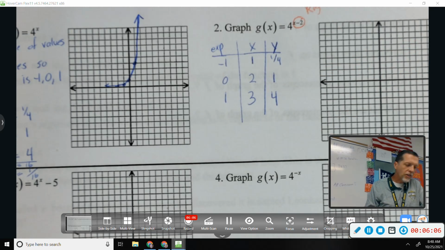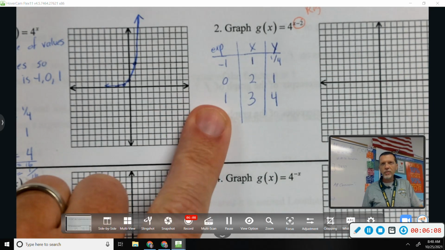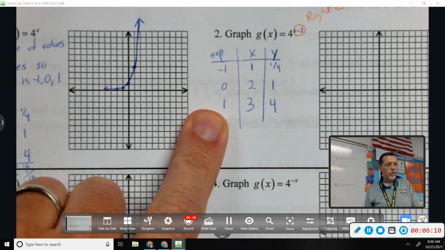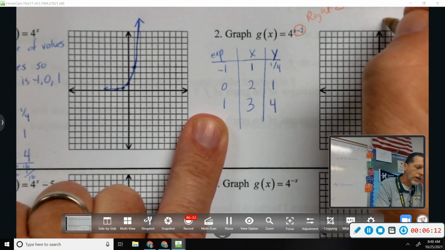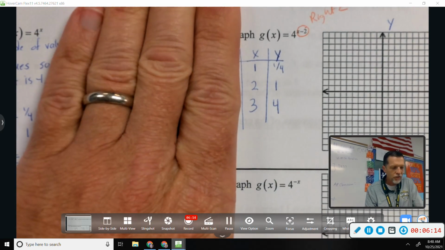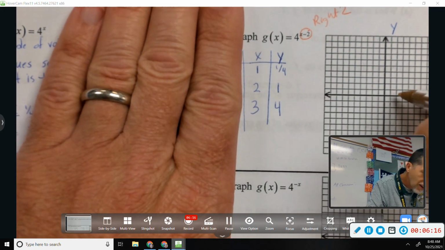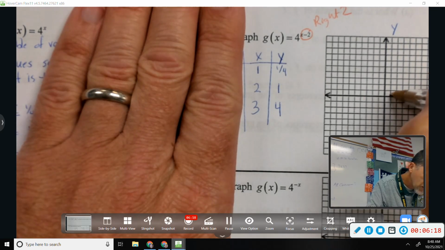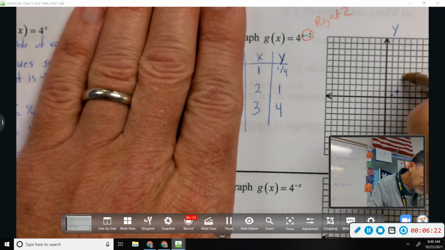Now when you go to the graph, make sure you don't use the exponent. It's not one of our axes. Our axes are x and y, so make sure you're switching back to 1, 1/4, 2, 1, 3, 4.